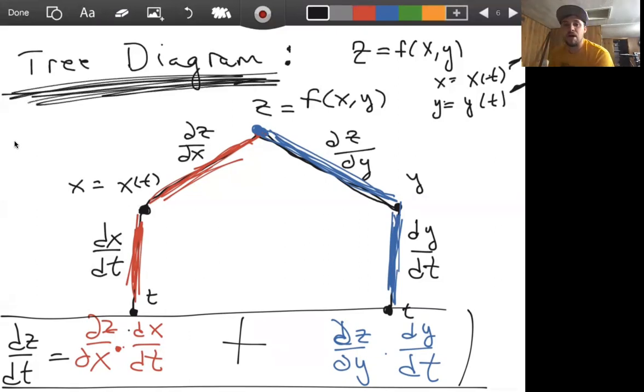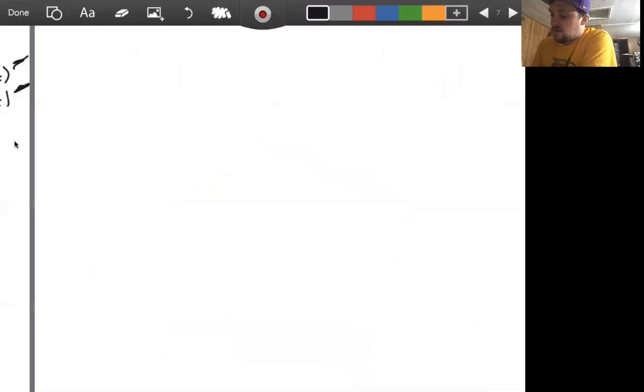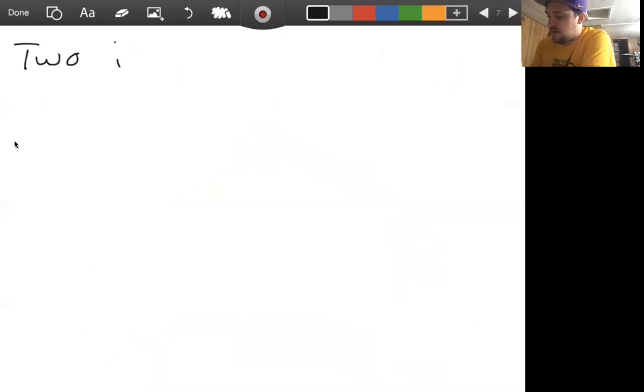And so we can use this tree diagram to replace having to memorize formulas for multivariable chain rules in an arbitrary number of variables, right? Instead of sitting there and trying to rack your brain for what this formula was, you can just draw out this tree and then follow the branches, add them up, and then that's your multivariable chain rule. So let's see about 2 independent variables.